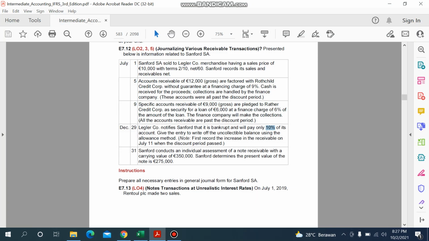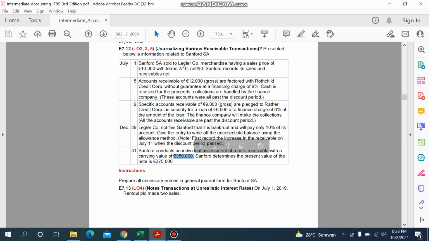And then December 31st, Stanford conducts an individual assessment of a note receivable with a carrying value of 350,000. Stanford determines the present value of the note is 275,000. The carrying value is the book value, the other name. So the 350,000 is the book value that Stanford has already recorded.